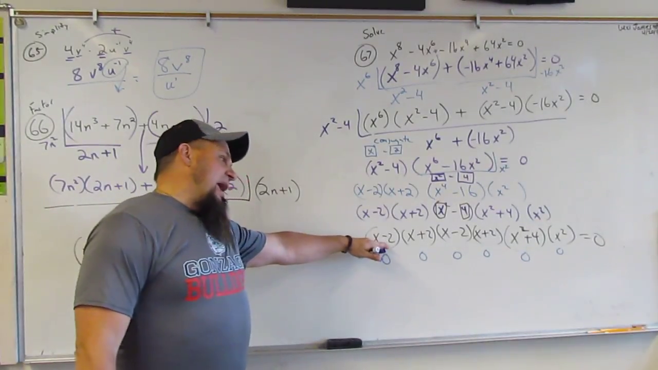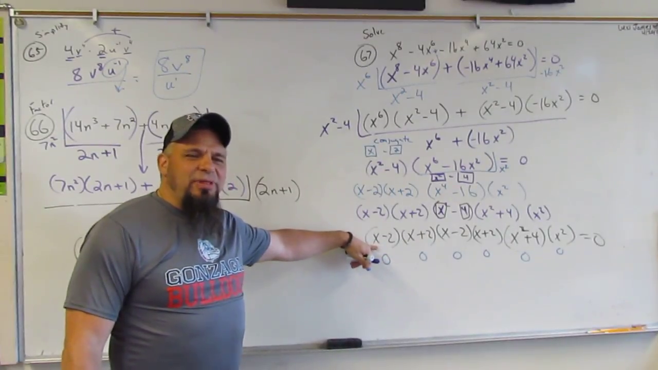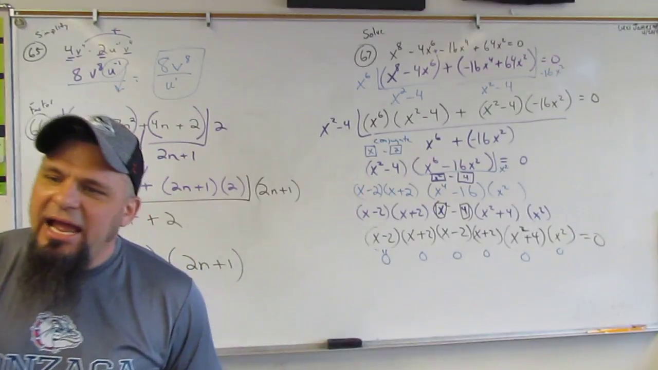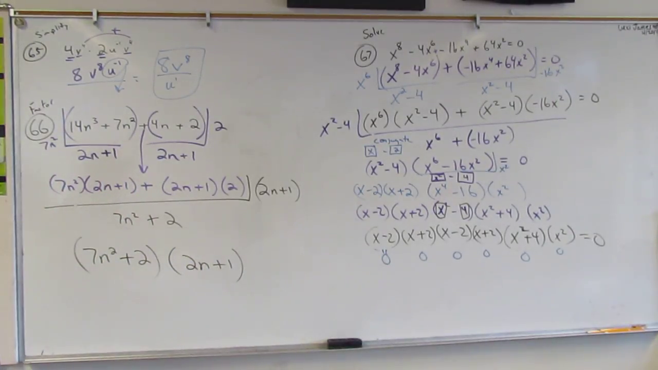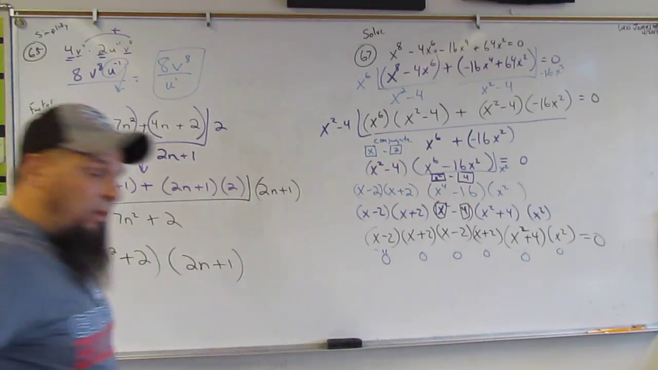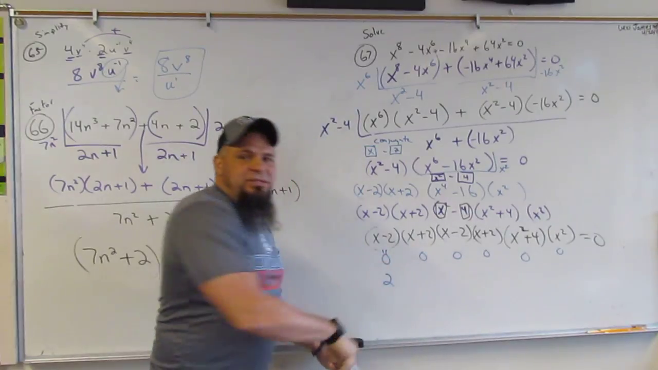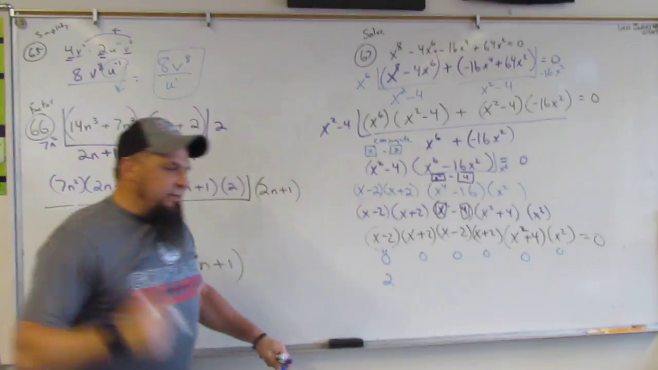Alright, so what does x have to be for that to be 0? How am I going to make this equal to 0? What does x have to be if you're going to subtract 2 from it to get 0? 2. Alright? So if x is 2, 2 minus 2 is 0, right? So there's an answer.